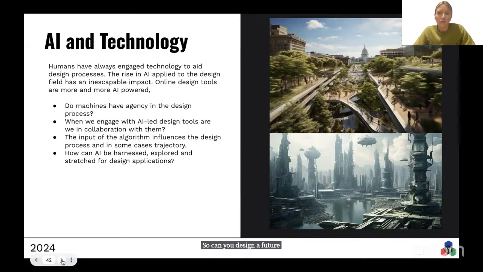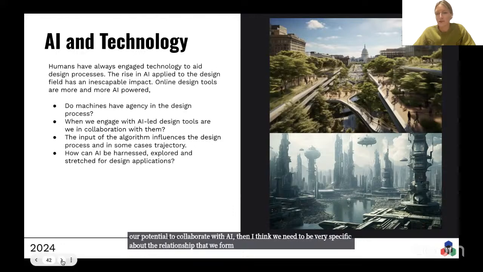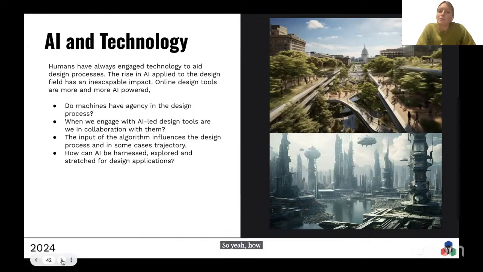So if we look at that and we consider our potential to collaborate with AI, then I think we need to be very specific about the relationship that we form, because I want the top version of the future city and not the bottom version. So how can we actually harness, explore, and stretch our understanding of AI in different applications? And I'm sure you'll talk about this throughout this course.